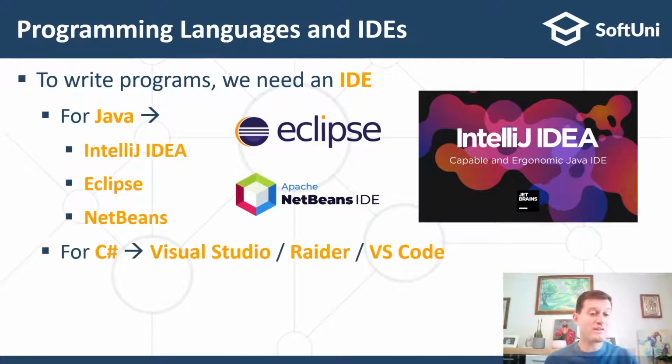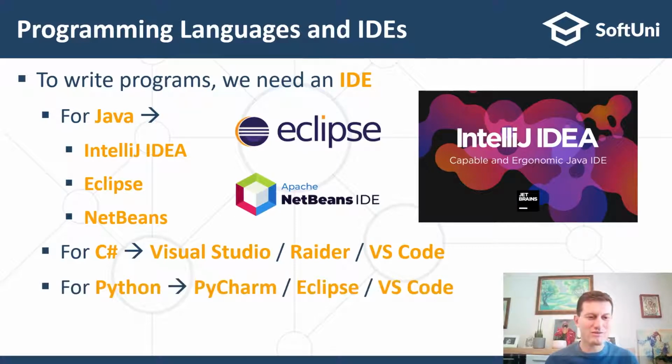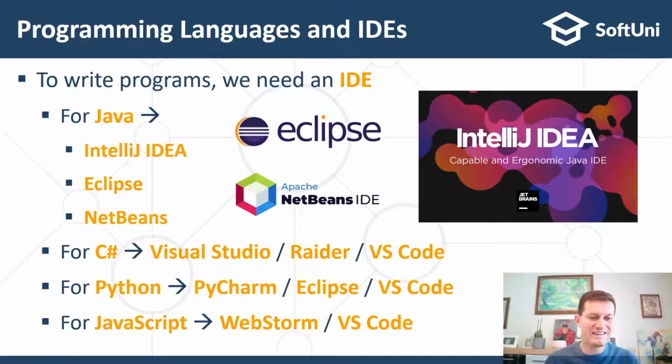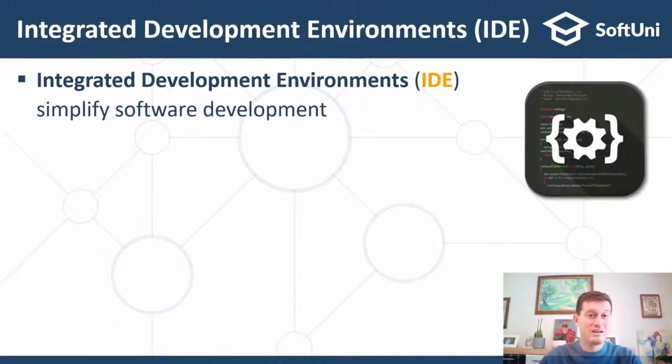If we program in another language, for example C#, we can use the Visual Studio IDE from Microsoft or Rider IDE from JetBrains or Visual Studio Code also from Microsoft. For Python, we can use the PyCharm IDE or Eclipse or NetBeans or Visual Studio Code or some other IDE. For JavaScript, we can use Visual Studio Code or WebStorm or some other integrated development environment.